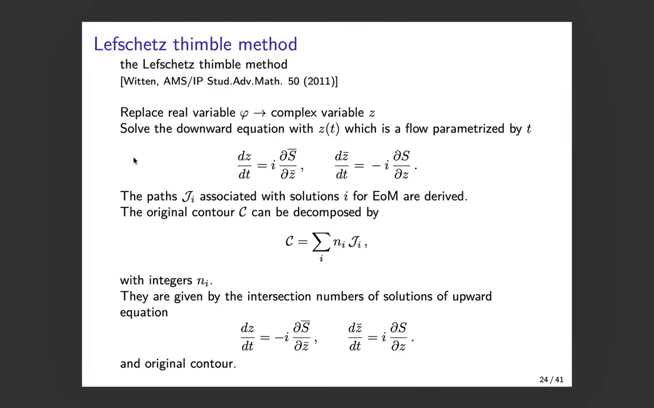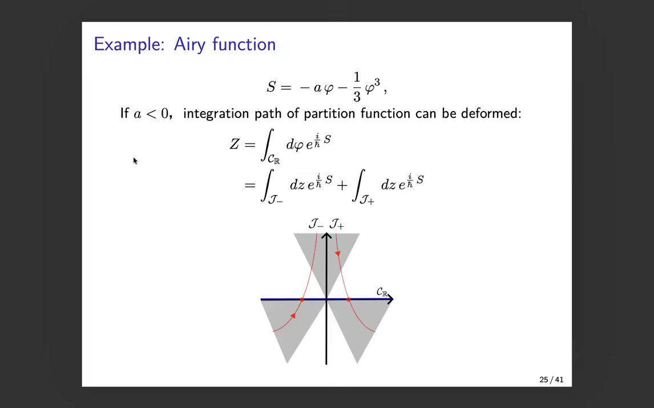So let us see the example for the easiest case. This is the Airy function. First, let us consider the partition function of the Airy function on the real axis. When we consider the Lefschetz thimble method, the integration path splits into two. So actually, we just consider A to be negative and solve the equations of motion. There are two solutions on the real axis. And solving the downward equations, we have two flows. These are called the thimbles, J minus and J plus.